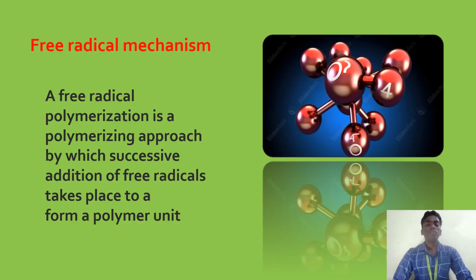Now, my topic is free radical mechanism. So what is free radical mechanism? A free radical polymerization is a polymerizing approach by which the successive addition of free radicals takes place. While performing a reaction, there is a successive addition of free radicals. In the previous picture we observed that there is a successive addition of radicals so that they are chemically combined to form a polymer unit.